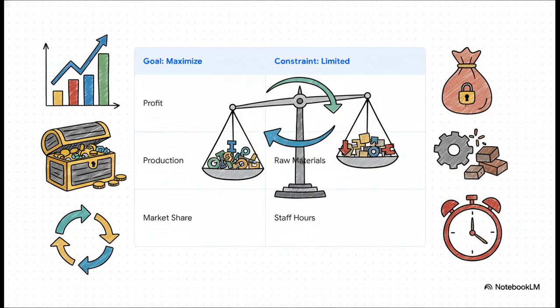And then on the right, you have your constraints. These are the rules of the game, the real-world limits you can't exceed. A budget is a classic constraint. So is a limited supply of materials or the number of hours your team can work. The entire game of business strategy is finding the point where that objective on the left is as high as it can possibly be without breaking any of the rules on the right.